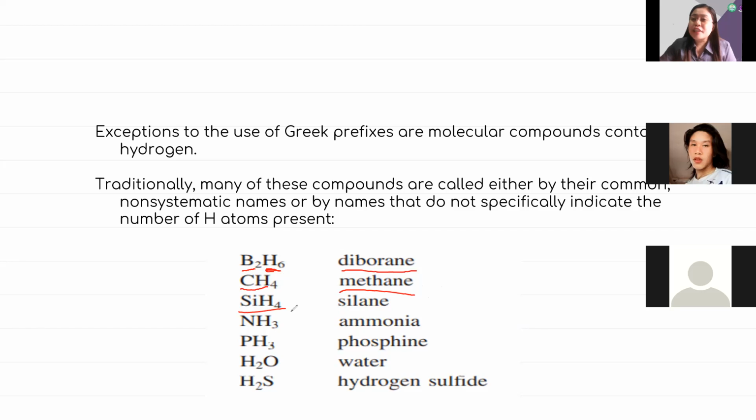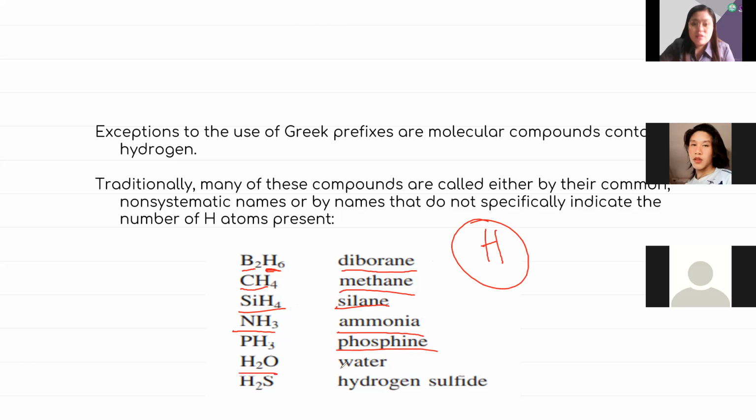SiH4. Supposedly, we would call it silicon tetrahydride, with hydrogen ending in IDE. But this one is simply called silane. The same thing with NH3. I believe you are familiar with ammonia. Ammonia is really what it's called. We don't call it nitrogen trihydride. This is applicable for those compounds with hydrogen. The same thing with PH3. Instead of calling it phosphorus trihydride, we call it phosphine.